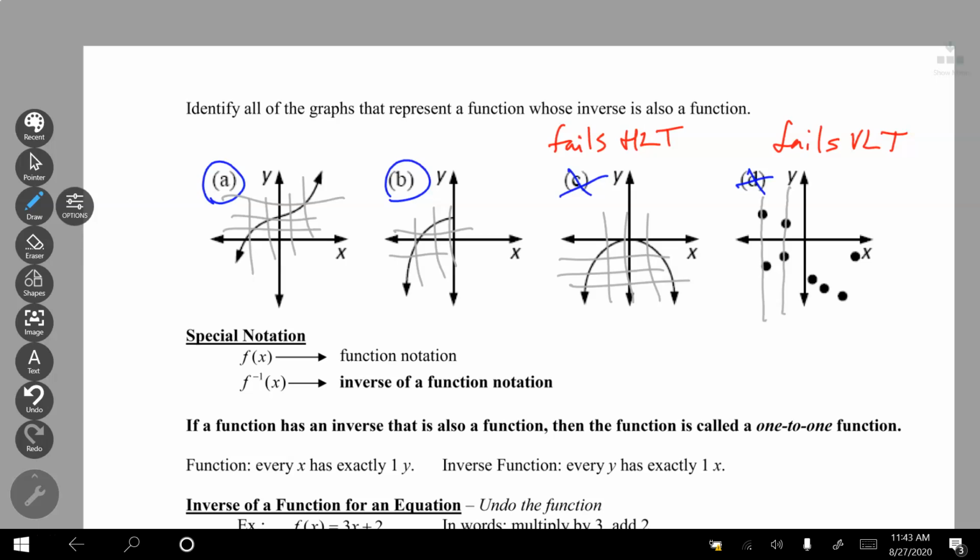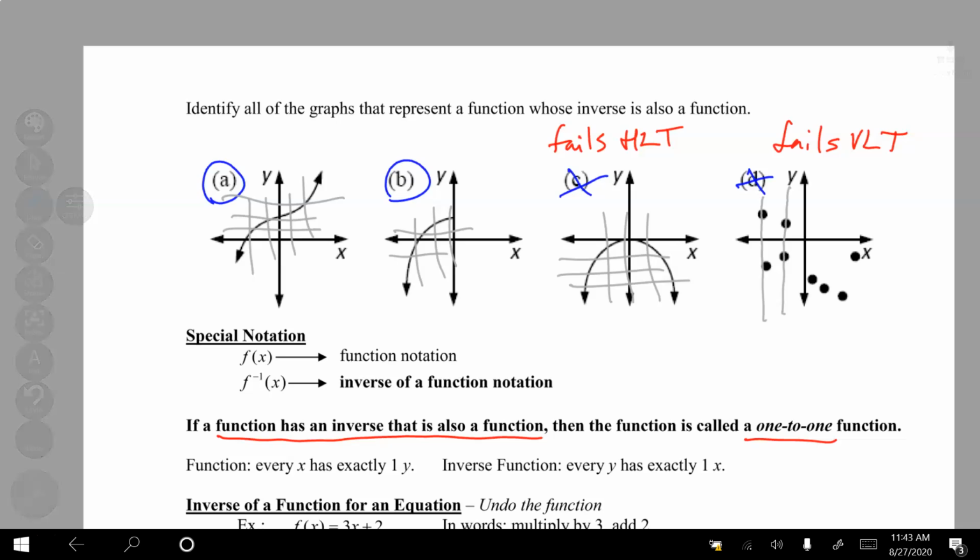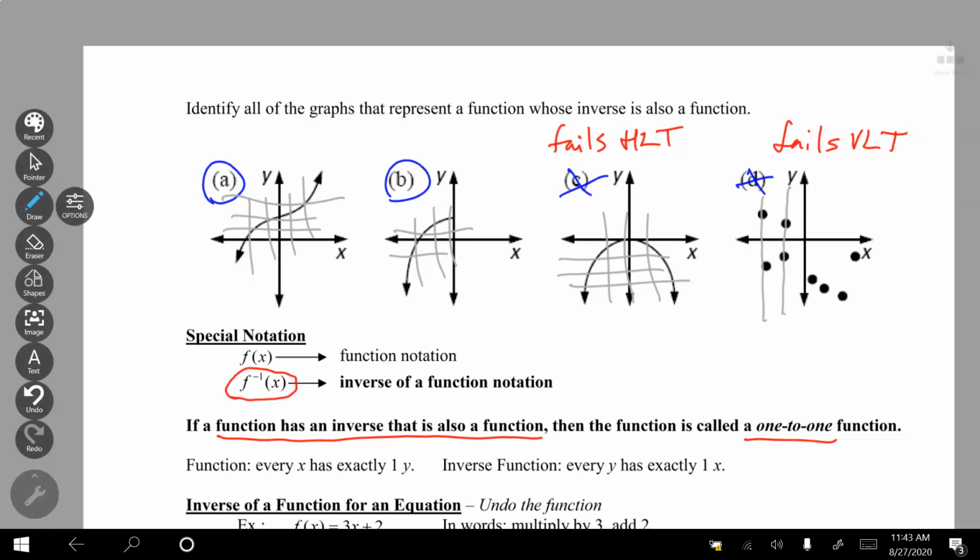If a function has an inverse that is also a function, it is called a one-to-one function. Essentially, a function is for every x has exactly one y. Well, if the inverse is also a function, then that means every y has exactly one x. Exactly one x for one y for one x. If a function has an inverse that's a function, we use this special notation, f inverse of x, or the inverse function notation.